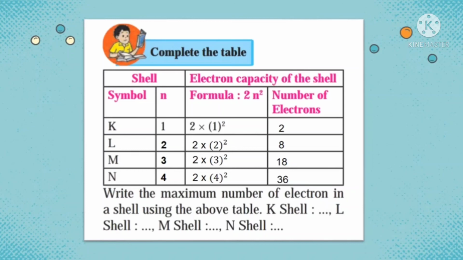Now this is the maximum capacity of electrons which belongs to the special symbolic shells, that is K, L, M, N. You can extend it by taking the next symbols also.